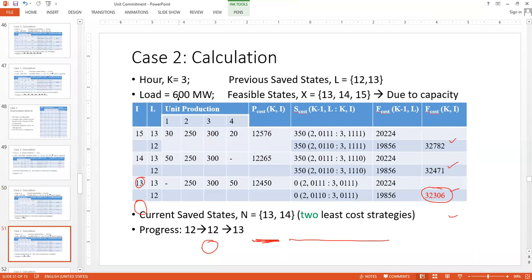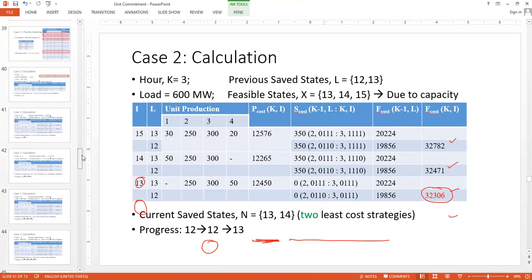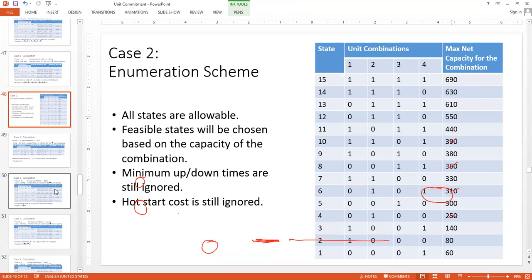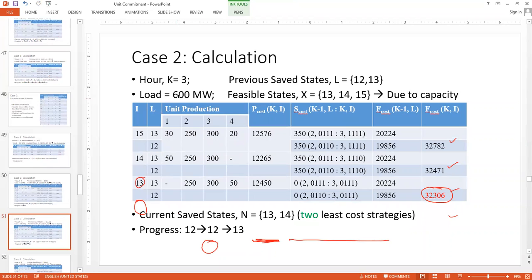Go to hour number 3. The demand is further increased. Now, because of this increment, another state has been taken out of the feasible states. That is state number 12, because state number 12 can only provide 550. However, the demand has now become 600. So the feasible states are now only state number 13, 14, and 15. The previously saved states are 12 and 13. We are at hour number 3. So there will be transition from 12 to 13, 12 to 14, 12 to 15, and 13 to 13, 13 to 14, 13 to 15.